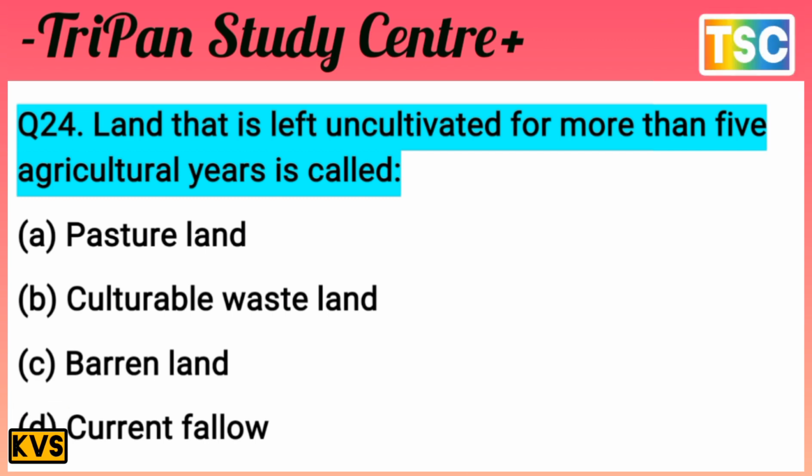You must have a thought of your answer. Let's see what our answer is for this question. Pasture land is not right here, barren land is not right, and current fallow is not right, since it is not more than five agricultural years. The answer is cultivable wasteland. The answer is B, cultivable wasteland. That's an important answer. Let's go to the next question.